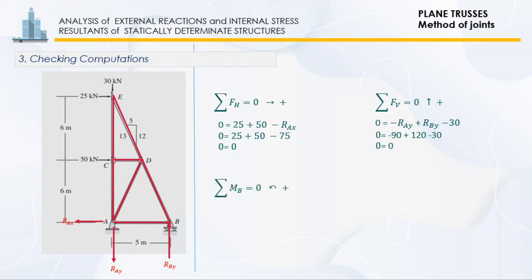So, next naman, taking summation of moment at point B is equal to 0, counterclockwise as positive. So, we have 0 is equal to RAY multiplied by its moment arm na 5 minus 50 multiplied by 6 minus 25 multiplied by 12 plus 30 multiplied by 5. So, we have 0 is equal to 0. So, pati dun sa mga moment or couple ay in equilibrium tayo. So, tama yung mga na-compute natin na internal forces and reactions.